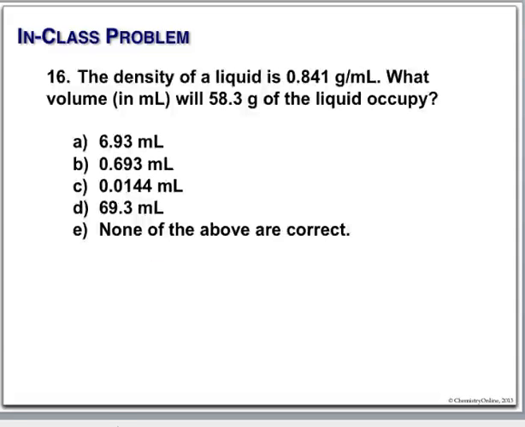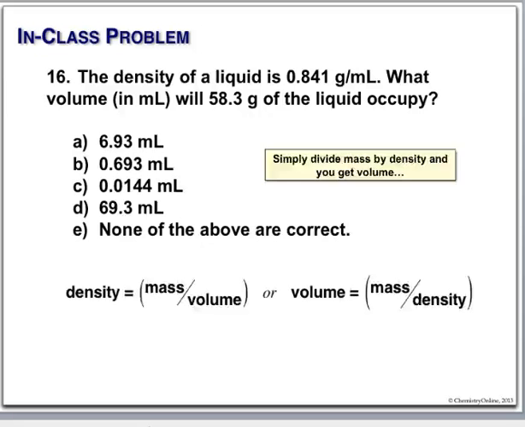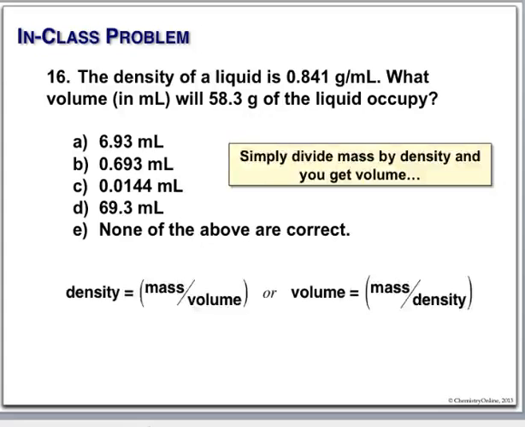The density is 0.841 grams per mil. What volume is 458.3 grams of our liquid? We say to ourselves, density is mass divided by volume. I'm looking for volume, so I need to rearrange this. Volume is going to be mass divided by density. All I have to do is look up at my problem, take my mass divided by my density, and I get 69.3 milliliters.